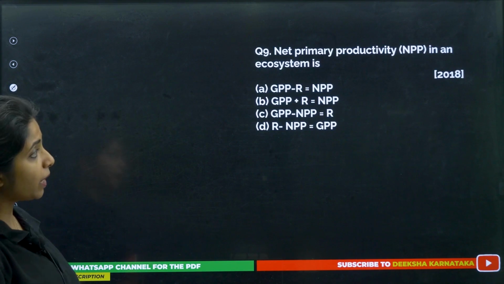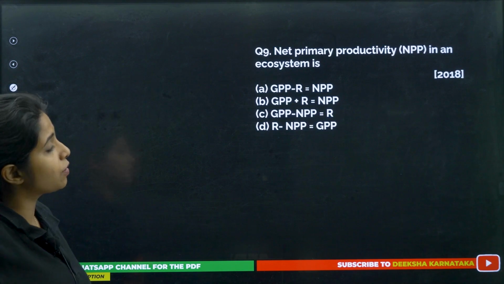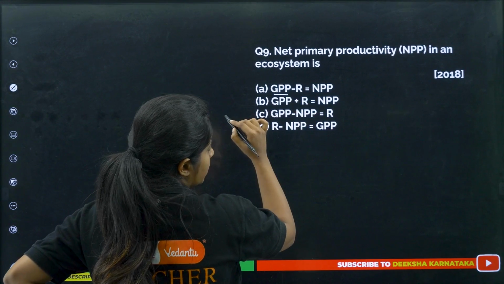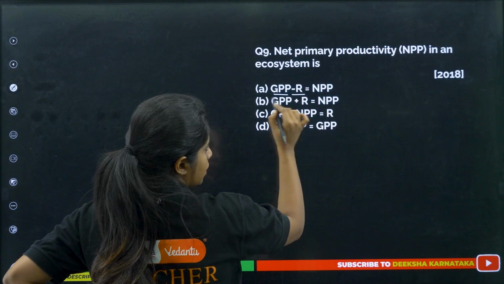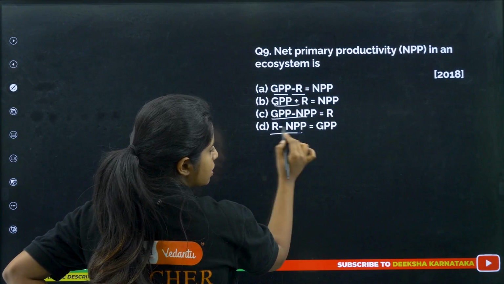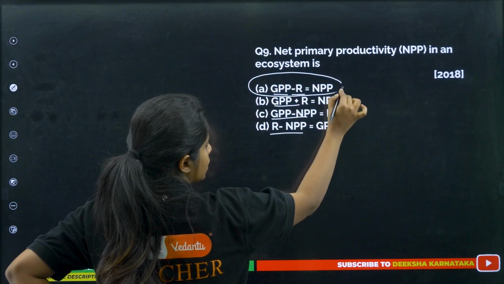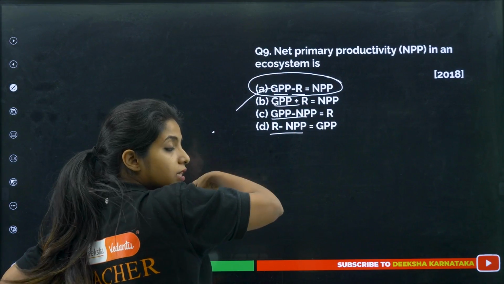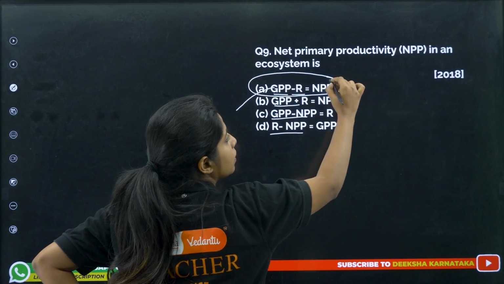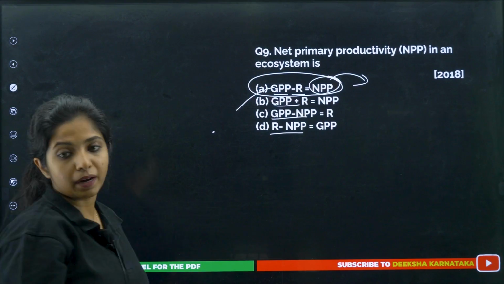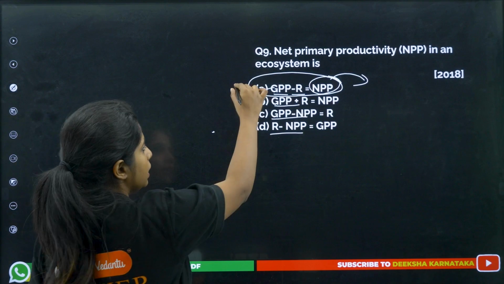Net primary productivity in an ecosystem is what? GPP, gross primary productivity, plus respiratory losses, minus respiratory losses, or what do you think? It becomes this, my dear children. The total amount it is producing minus what it is utilizing for itself and what it is giving back for others. This is net primary productivity. So this becomes the answer.